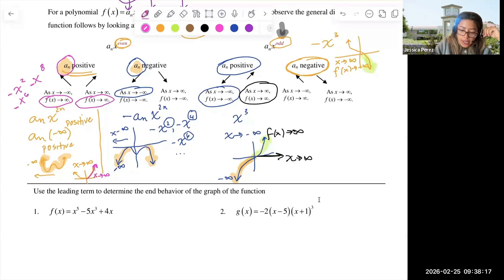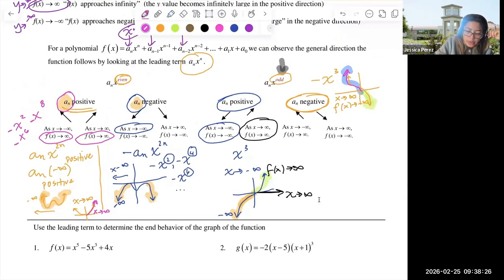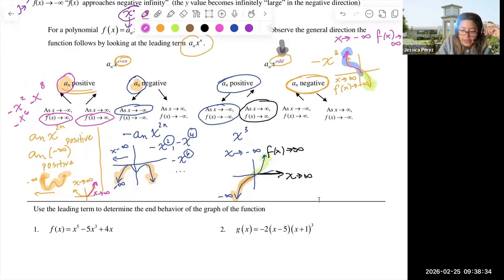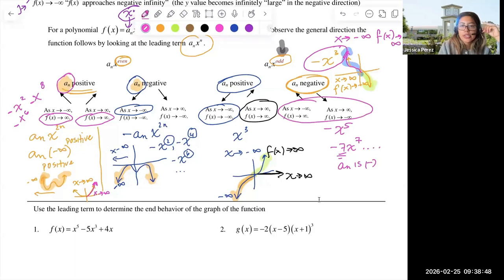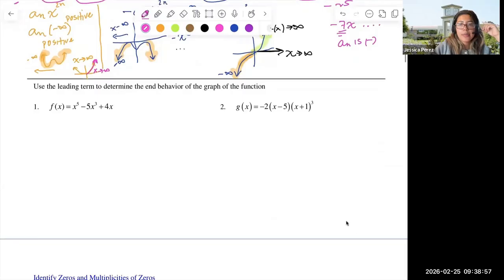Now, as x is going to negative infinity, which is this direction, then y is going up. So as x goes to negative infinity, your f of x will go to positive infinity. And that is called the end behavior. That's a negative x cubed, a negative x to the fifth. It could be a negative 7 x to the seventh. If my a sub n is negative, then I will have this behavior as x approaches negative infinity, as x approaches positive infinity. So using that information, we are going to go to the following examples.